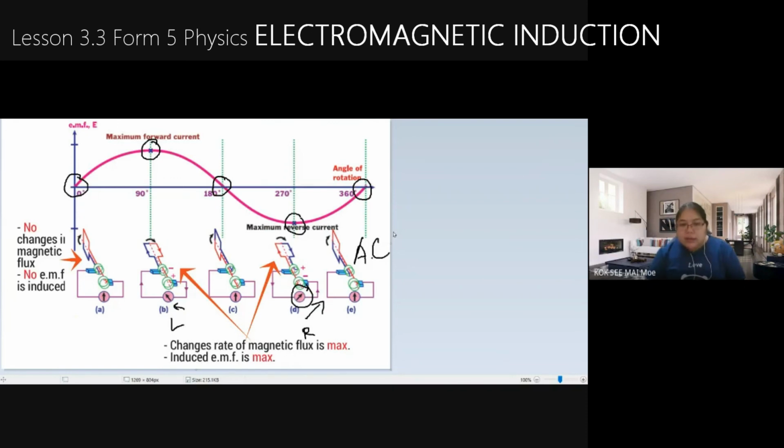So I can conclude: AC, slip rings. Generator or motor is the same. When I'm talking about AC, it must be slip rings. DC must be commutator. Don't care whether you are a motor or a generator, it still uses a commutator.